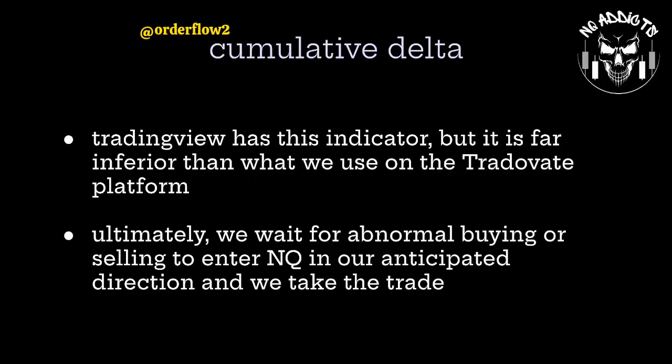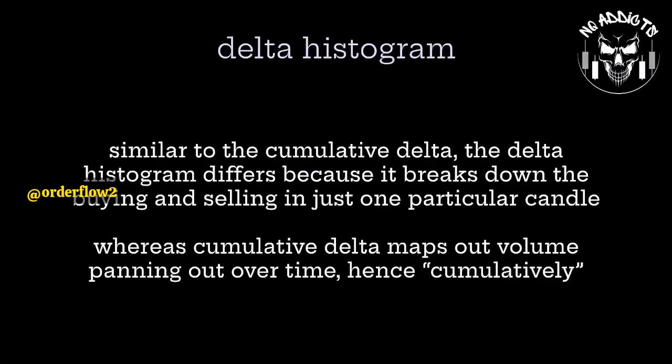It's just the data is not good. I think you need parsed data, or it is parsed data. There's something wrong with the data on TradingView where you don't get an accurate cumulative delta for whatever reason. Ultimately, we wait for the abnormal buying or selling to enter NQ in our anticipated direction, and we take the trade. Okay, so this is our confirmation.